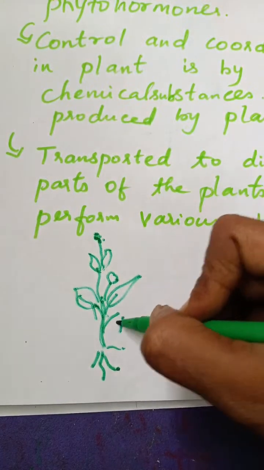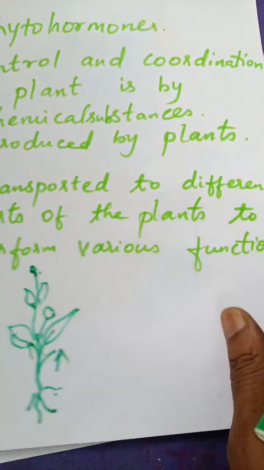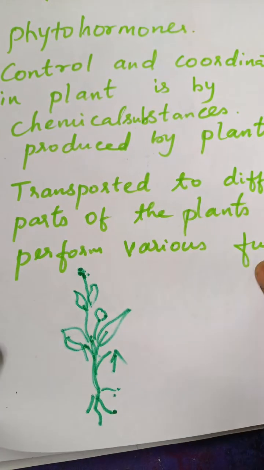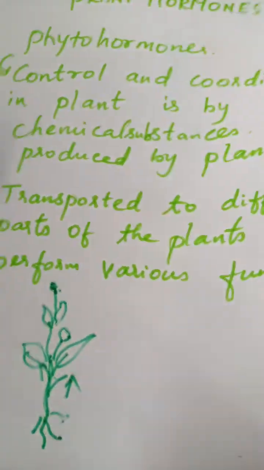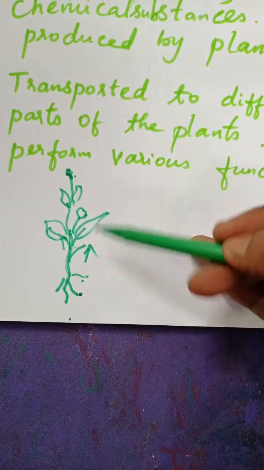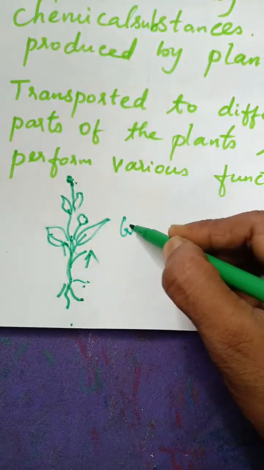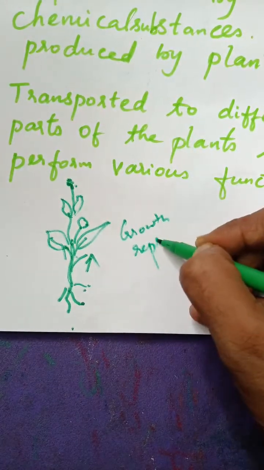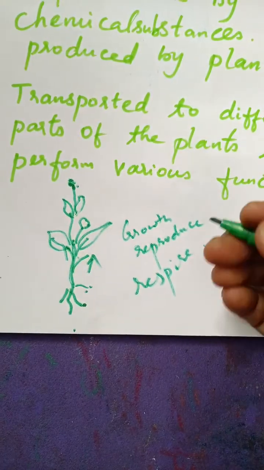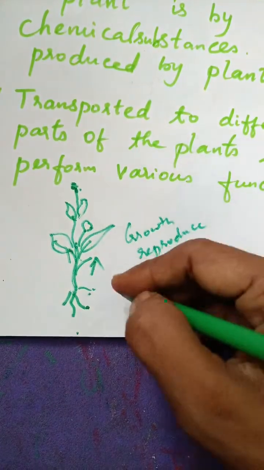They have to be transported from one place to another, to different parts of the plant, to perform various functions. So this is the hormones recap. The hormones produced at one place have to be transported to another place to perform various functions, namely growth, reproduction, and respiration. Like animals, plants also do many functions. They also move. The movement in plants is nothing but growth.